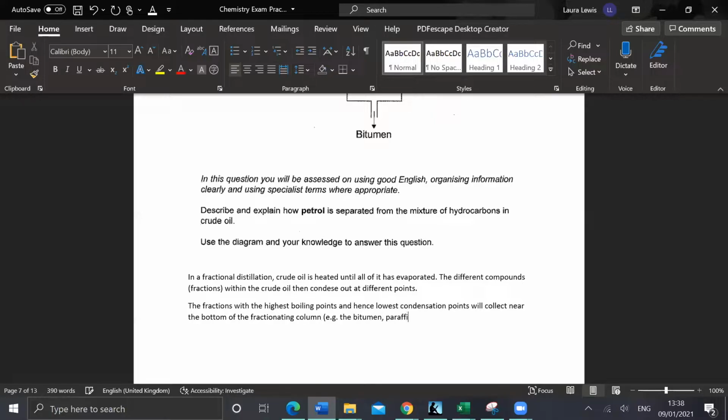So again, it requires you to know a bit about this. You need to revise and look in the book, and know a bit about what other fractions are produced, because you can see here, they could ask you about it and maybe even label it. Collect near the bottom.